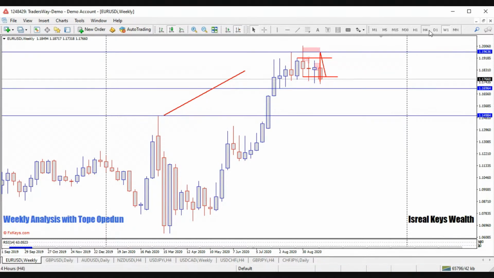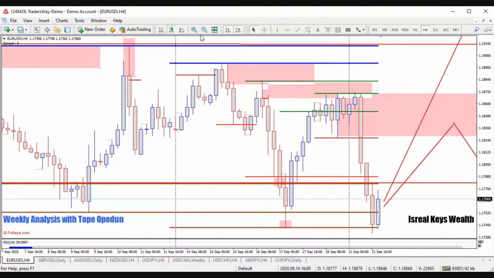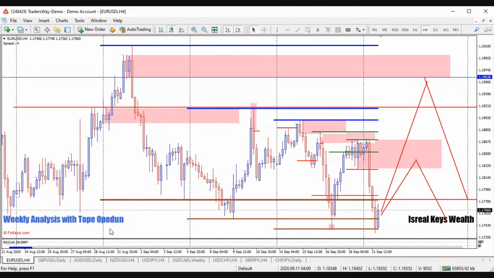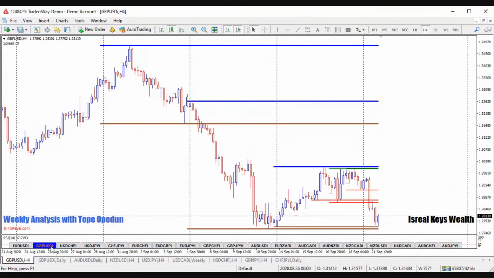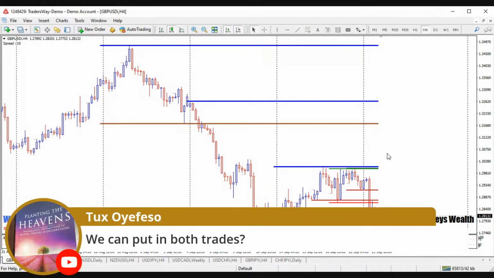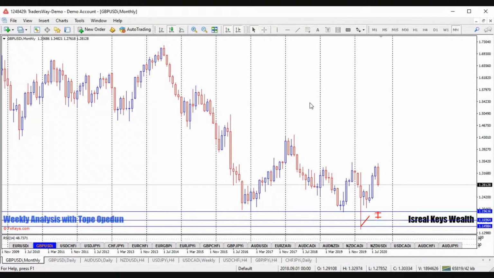Let's go back to the weekly. Okay, so let's go to GBP USD. GBP USD was a funny one. So let's look at monthly first. Bear with me.